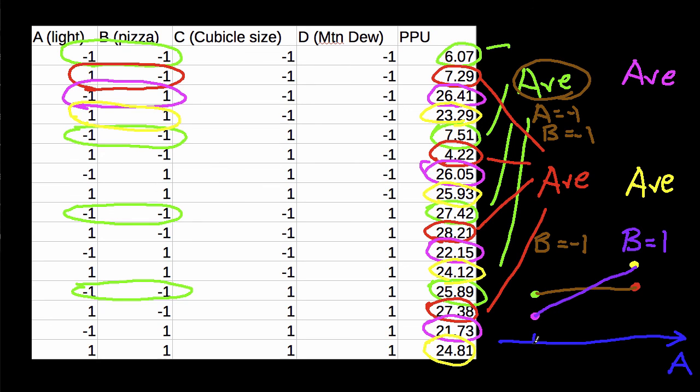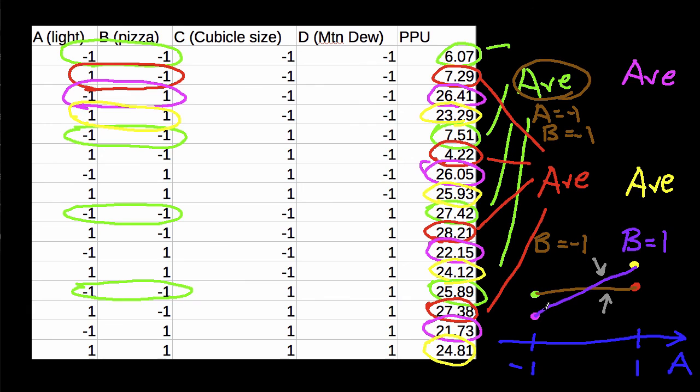Again, this is -1 and this is 1. This is an interaction plot. It shows us how the factors interact with each other. If these two lines are parallel, it means the two factors don't interact with each other. I can optimize each one individually. But if these two lines are not parallel, then the factors do interact and I have to optimize them jointly.